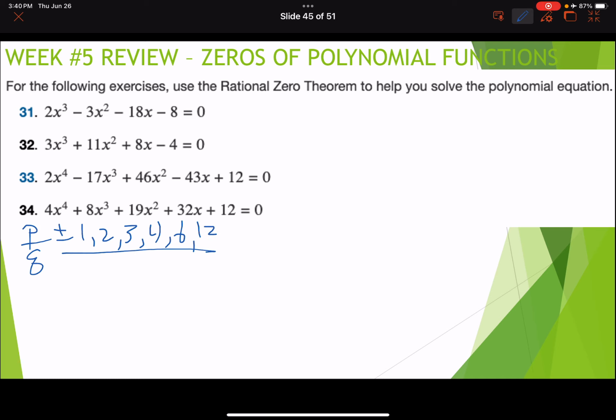And 4 is going to be 1, 2, and 4. So we got lots of factors to choose from when we do this. So, again, we're going to be smart when we do this.